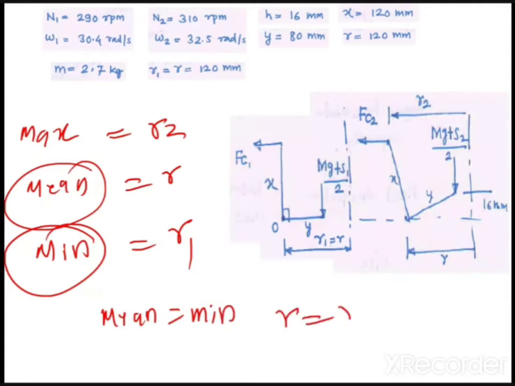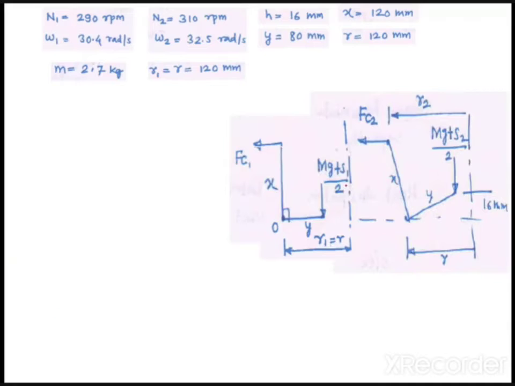So that is why R is equal to R1 and I have to calculate R2 only. Is it okay? So let's see. And this diagram I have already drawn as usual. So this is the O point, this is the O point, and this is the ball point.